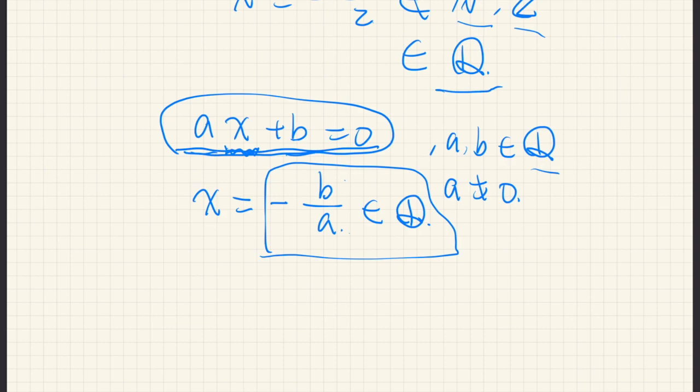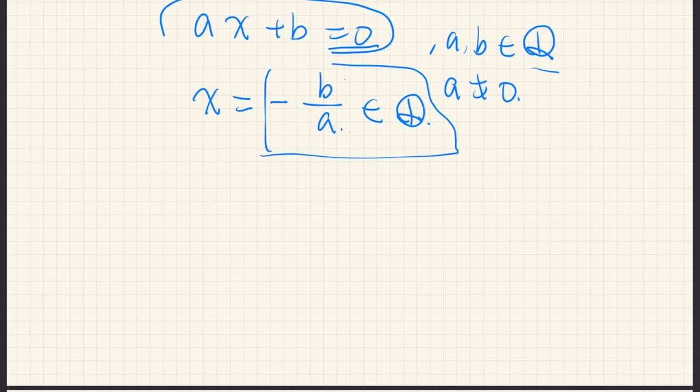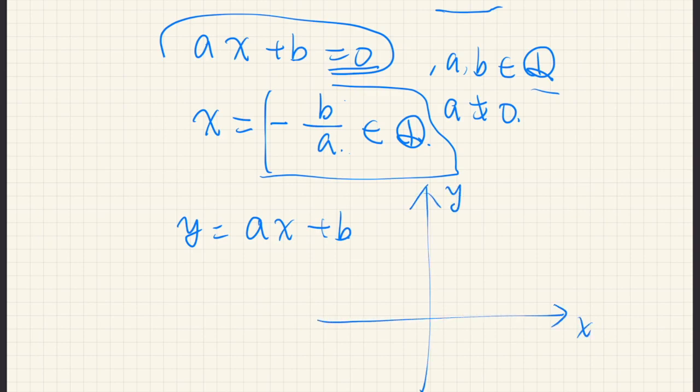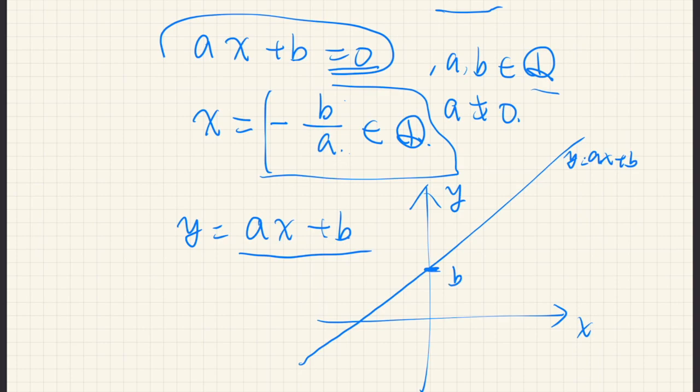So linear means line-like, right? This represents a kind of line in the plane. So if you plot this function y equal to ax plus b on the two-dimensional xy plane, then it represents a straight line, right? Ax plus b is equal to y. So the intercept is b and the slope is a, right? So it's called linear. So it's line-like.